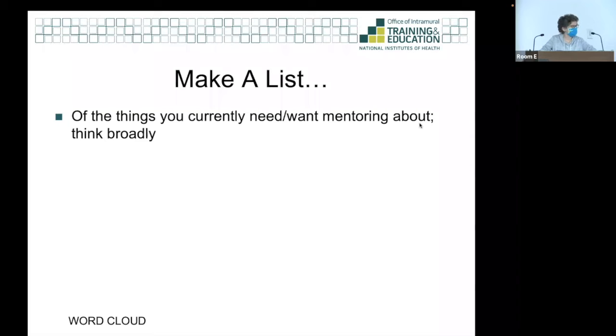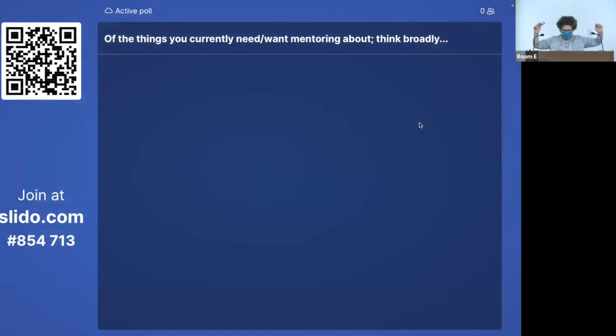So what I want to do is use a word cloud to really expand our thoughts about what we want and need mentoring about. So Uli is going to go ahead and activate the poll. When this works, I'm going to do a little dance of happiness, because this means this will work in a hybrid environment. So put down here, trying to use one word whenever possible, what things you want and need mentoring about right now. You can either use the Slido number right here on the slide, or shine your phone at the QR code. What are some of the things you currently want and need mentoring about?